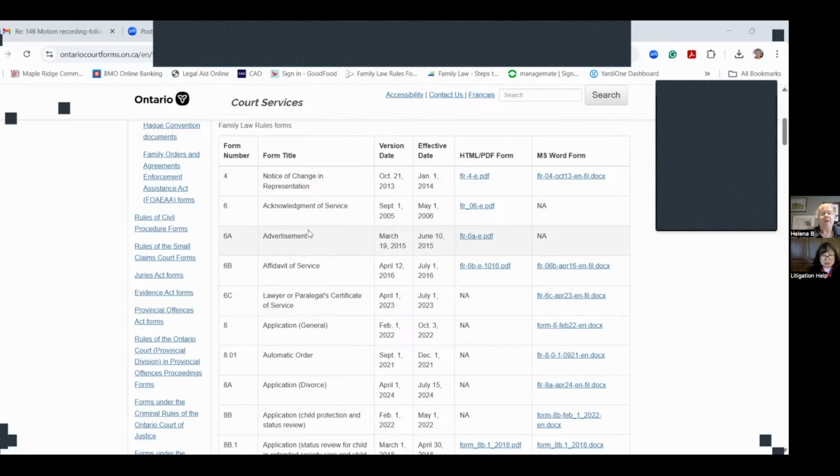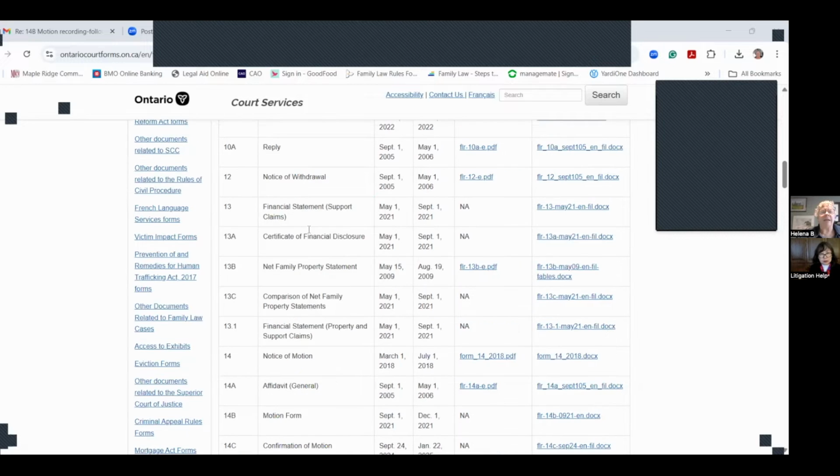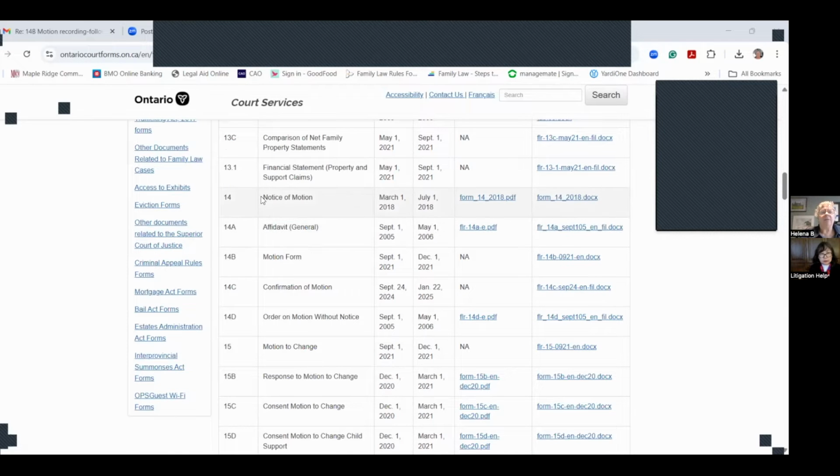So anyway, we're going down because remember what we said, Form 14Bs are a motion. Motions are governed by Rule 14. So if we just skim down, here's all the stuff with the forms numbered by 14. These are all the forms that relate to motions.